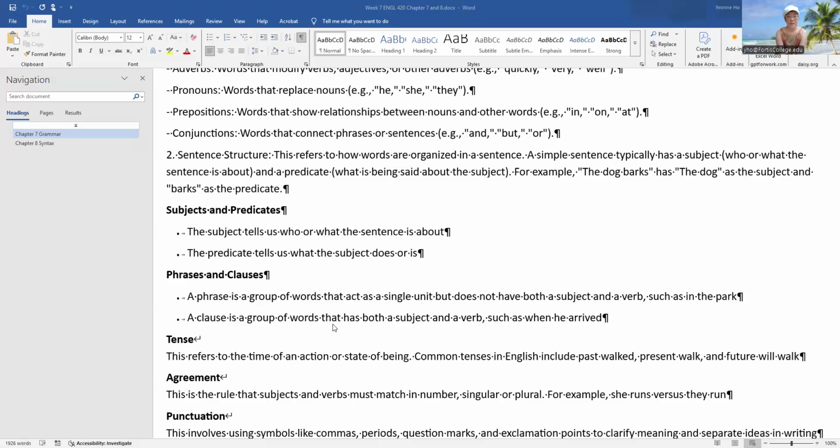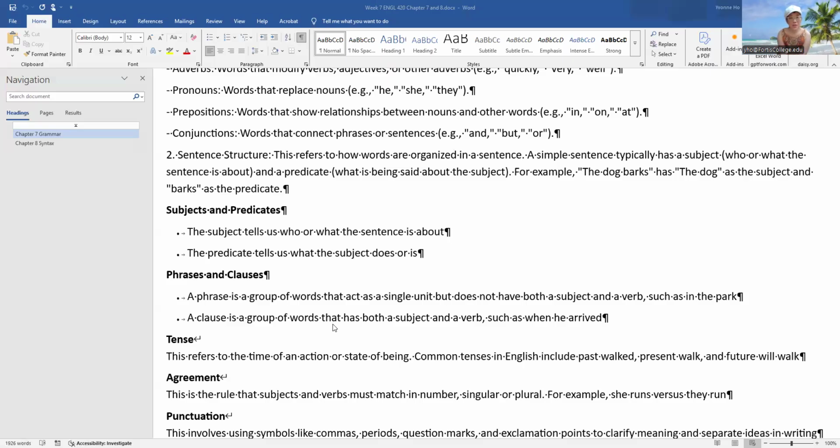Phrases. A phrase is a group of words that acts as a single unit, but does not have a subject and a verb. And so an example of a phrase would be in the park. And a phrase cannot stand alone. If you just simply write a phrase as a sentence, it becomes a sentence fragment.